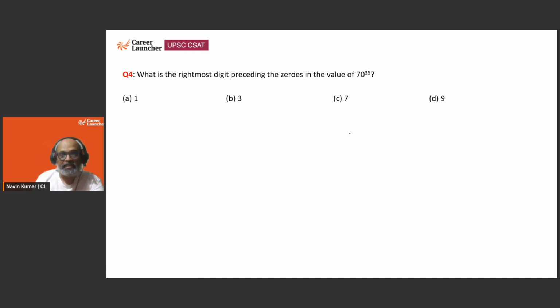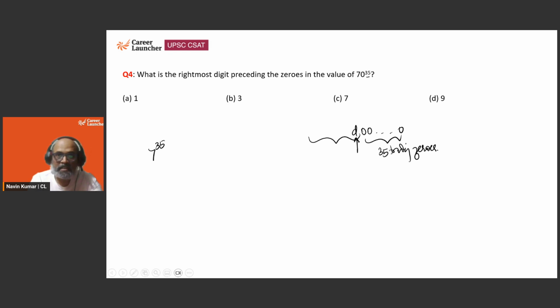Next. What is the rightmost digit preceding the zeros in the value of 70 raised to 35? Basically, 70 raised to 35 is going to have certain digits followed by certain zeros. 35 trailing zeros we are going to have. The question is asking which digit this will be. This digit is going to be the one that 7 to the power 35 yields. 7 to the power 35 is a large number, and its units digit will become that digit here.